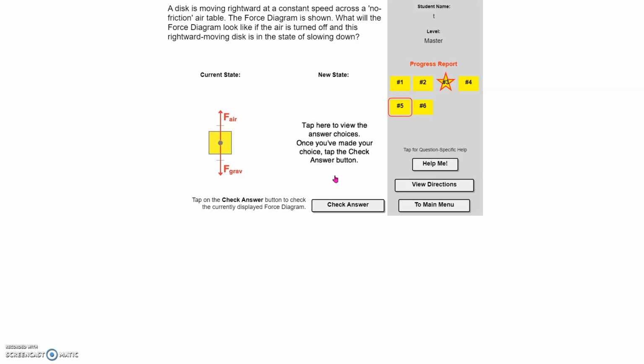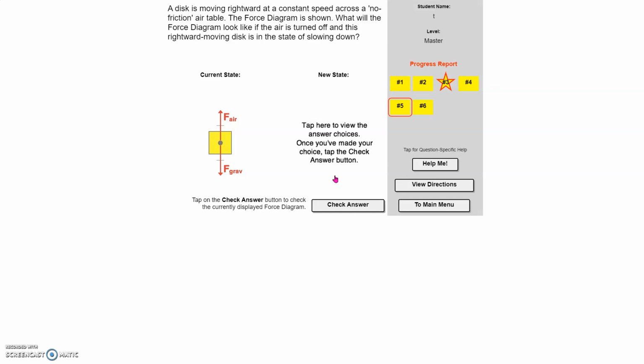A disk is moving rightward at a constant speed across a no-friction air table. The force diagram is shown. What will the force diagram look like if the air is turned off, and this rightward moving disk is now in a state of slowing down? So now, I guess the question is what new forces show up, right?